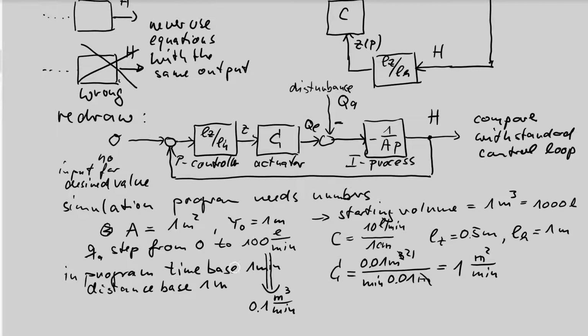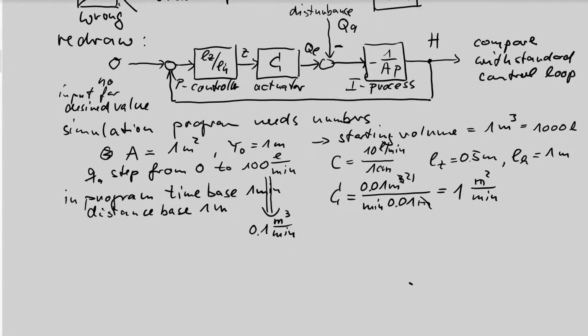And if my program has a time base of 1 minute and the distance base 1 meter, C is 1, A is 1, LZ over LH is 0.5, and QA is 0.1. And H is then in meter. The output comes in meter. Okay, so with these numbers, before we start to simulate, we can guess the result.